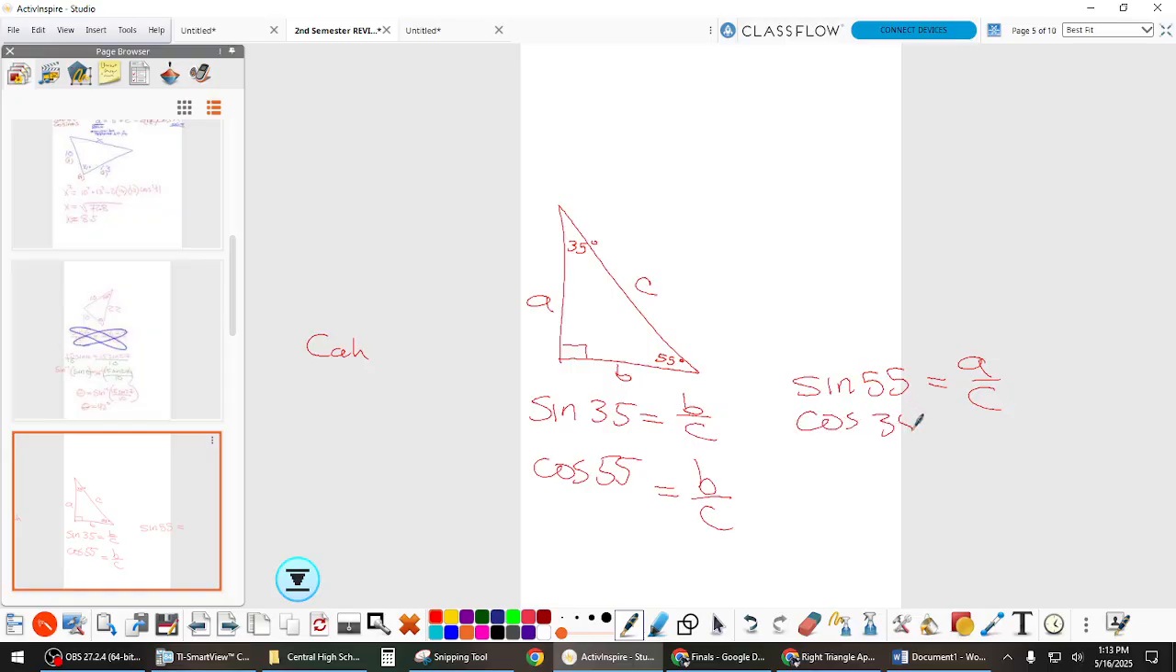Cosine of 35 is A over C. So notice how if you change the angle to the other acute angle, then you change sine to cosine or cosine to sine, whichever way you're going. Okay? So let's say it again. Sine of one angle is the same as the cosine of the other angle, the other acute angle.